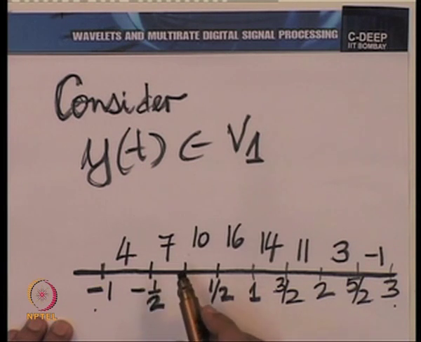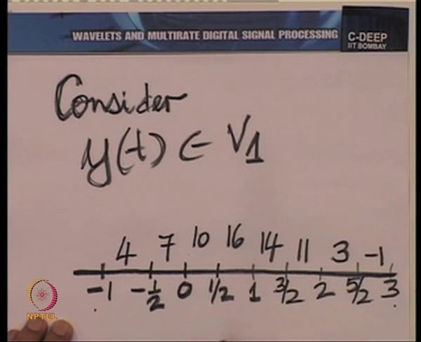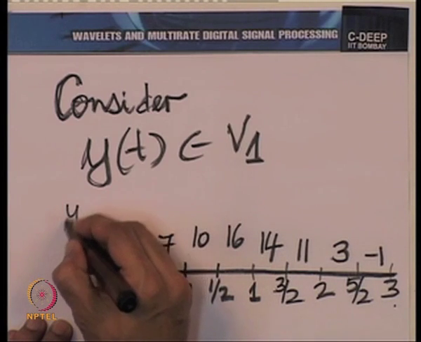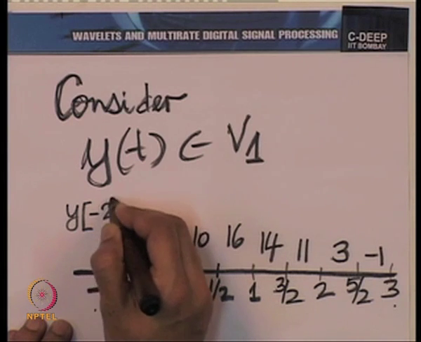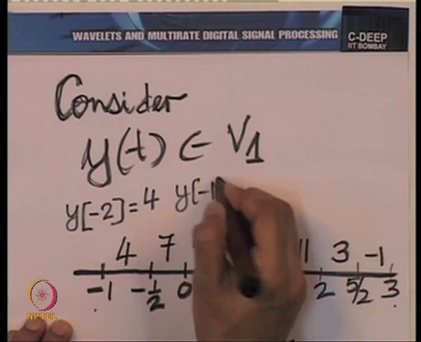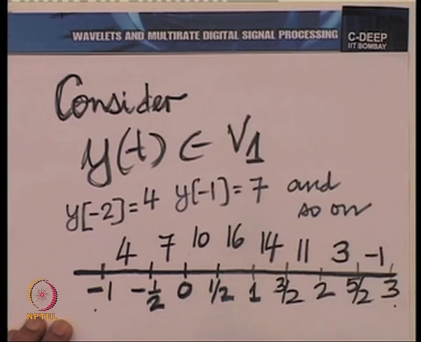In fact, as far as a function belonging to V1 is concerned, it is these that constitute the coefficients of expansion. So, in fact, the sequence as we understand it is here. For example, the sequence corresponding to this would have y at minus 2 equal to 4, y at minus 1 equal to 7 and so on. y at 0 is equal to 10, y at 1 is equal to 16 and so on and so forth. And of course, the sequence could be used in constructing the function from the basis.